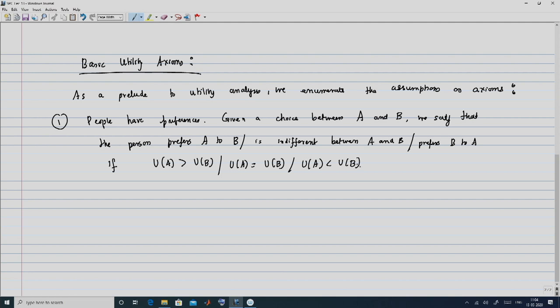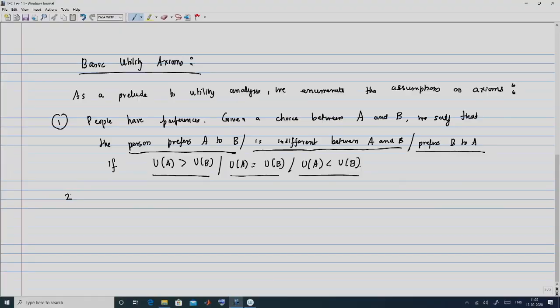So, this means that between two alternatives A and B, for each of those alternatives I am going to assign a numerical value, that is U(A) and U(B) respectively. Then in case U(A) is greater than U(B), we say that the person prefers alternative A to B. If U(A) equals U(B), then we say that the person is indifferent between the alternatives A and B. And finally, if U(A) is less than U(B), then we say that the person prefers B as compared to A. So, how exactly U(A) and U(B) are determined is something we will discuss as we move along this topic.